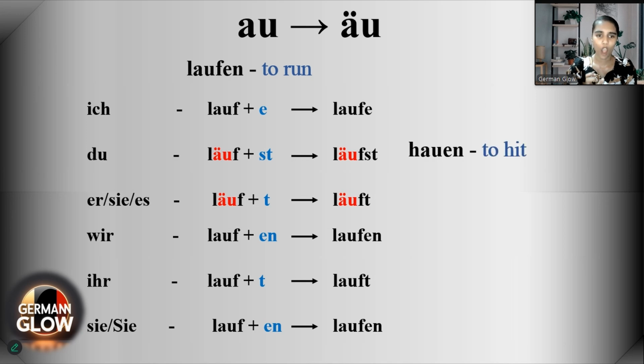Another example, hauen, to hit. Saufen, to drink. This is used for animals only. Only the du and er/sie/es forms change. The rest keep the original vowel.